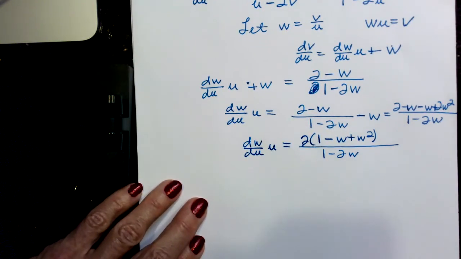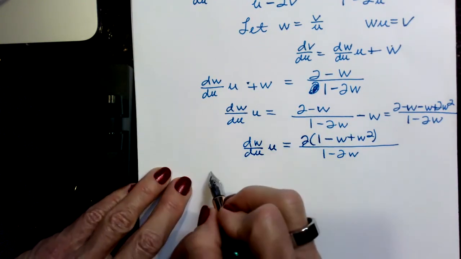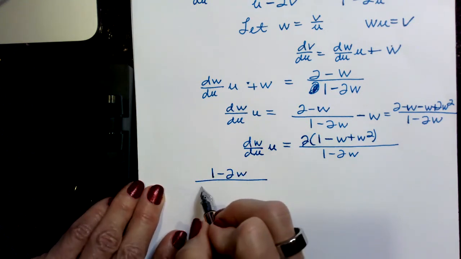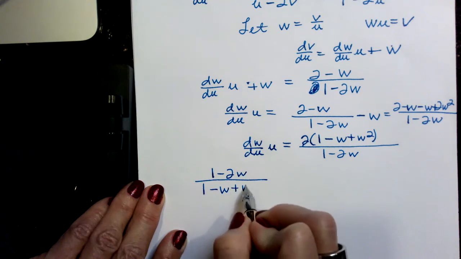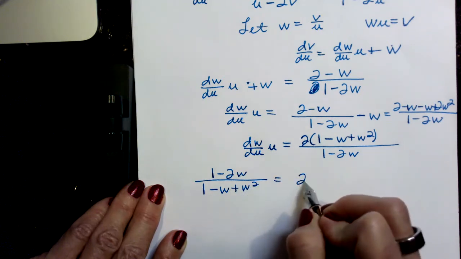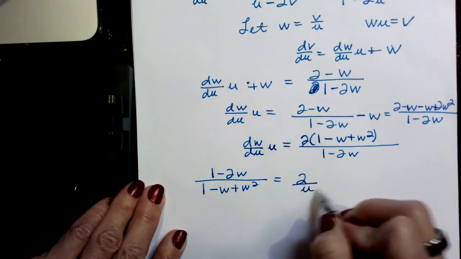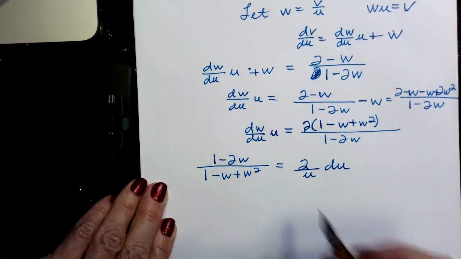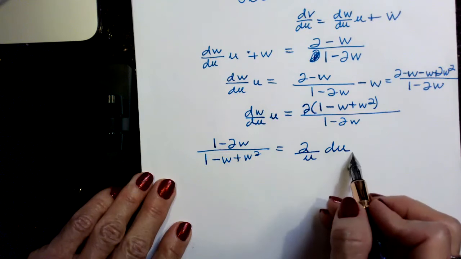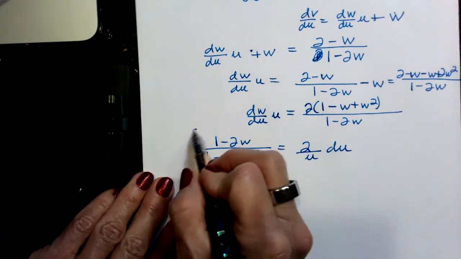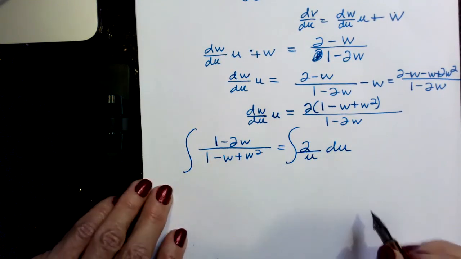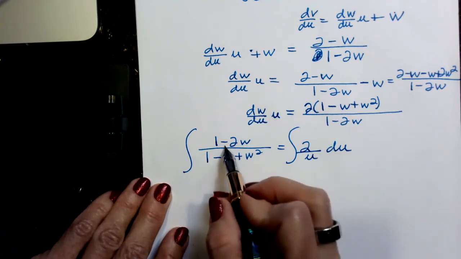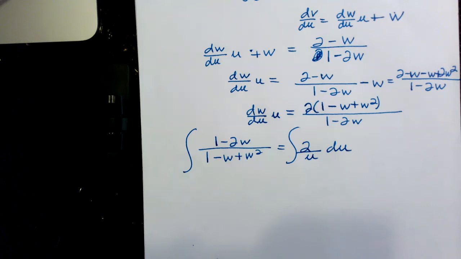Okay. And now let's rearrange things because that's a separable equation. So we get (1 minus 2W) over (1 minus W plus W squared) is equal to 2 over U dU. Okay, doing the algebra, which I think was done carefully. So it's separated because all the U stuff is on the right and all the W stuff is on the left. So we can integrate. On this side, it's easy. You have just 2 ln absolute value of U.